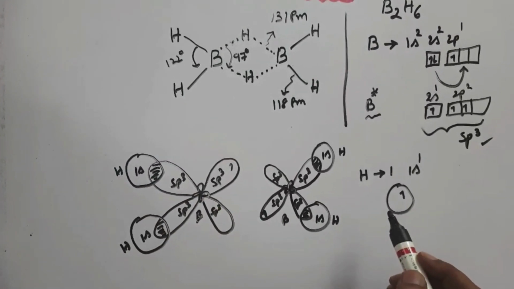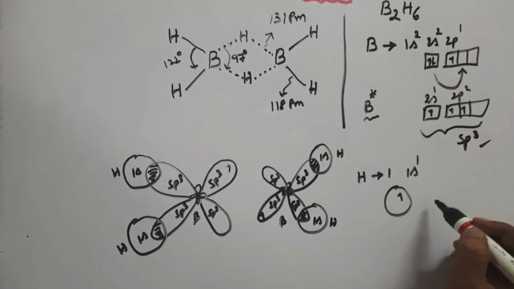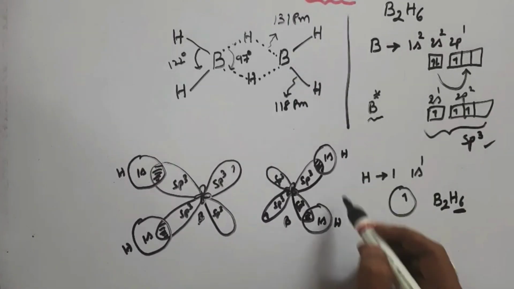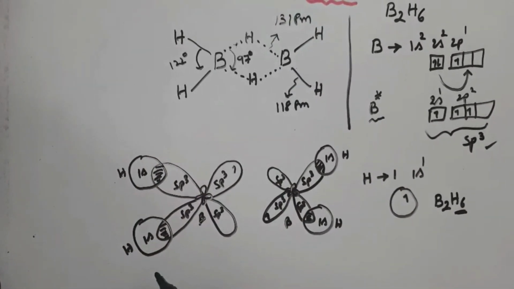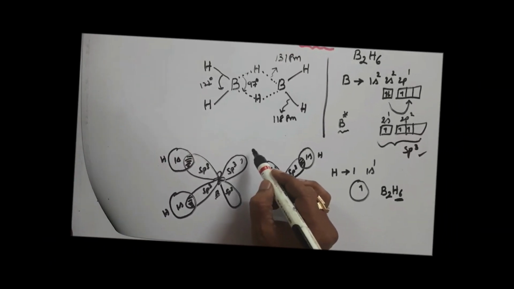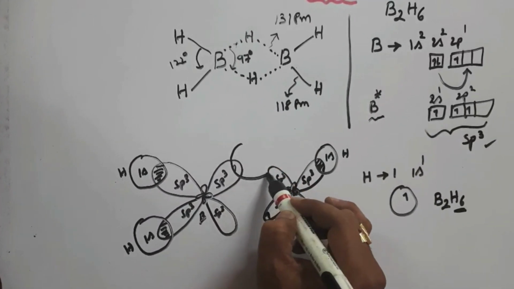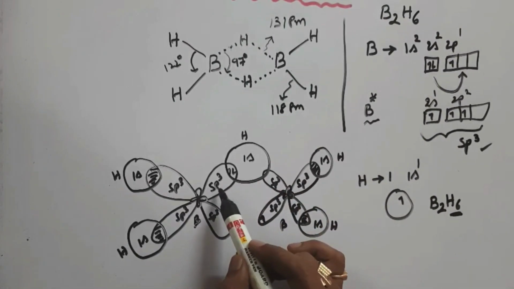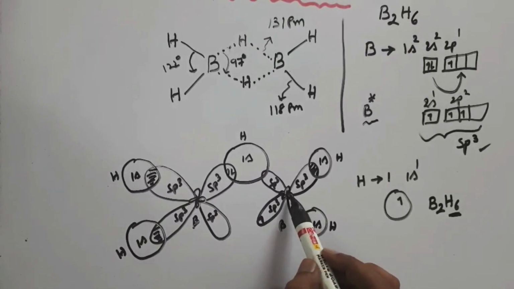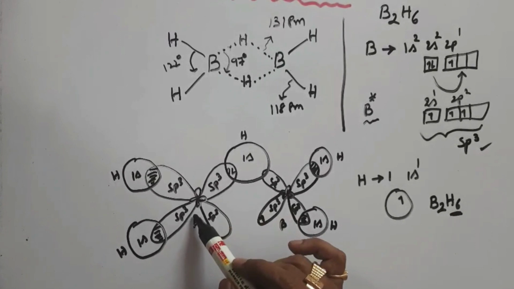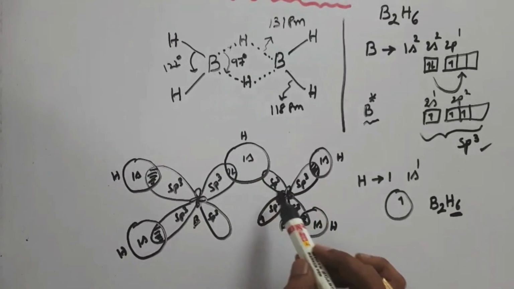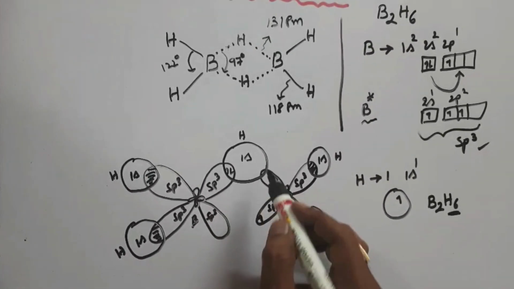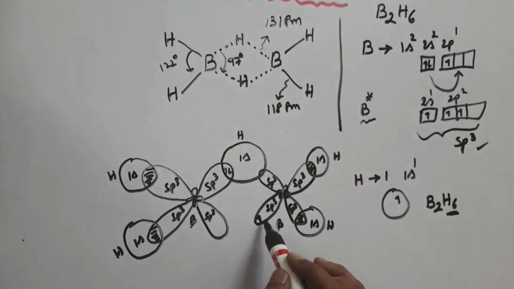Now totally how many hydrogens are there in diborane? In diborane, the molecular formula is B2H6, therefore there are totally 6 hydrogens, and we have already utilized 4 hydrogen atoms. Now 2 more hydrogens are left. Now the 1s orbital of hydrogen overlaps with half-filled sp3 hybrid orbital of one boron and empty sp3 hybrid orbital of another boron, forming a BHB bond, and this is called a 3-centered 2-electron bond. It is also called a banana bond.